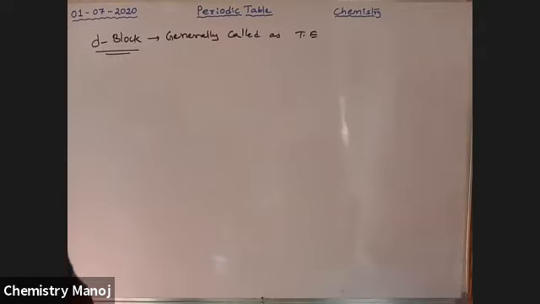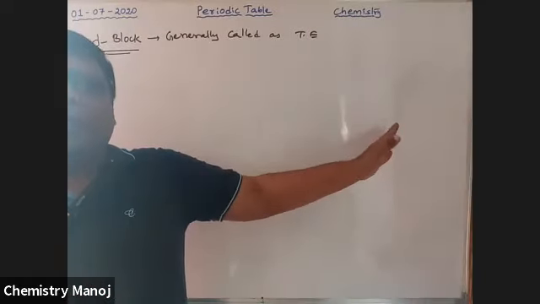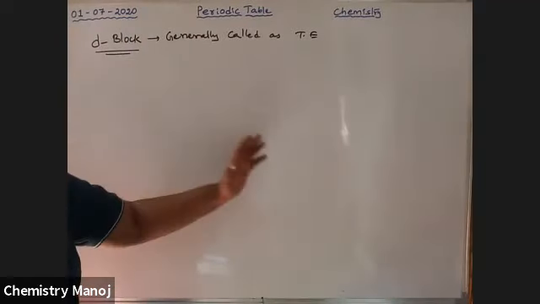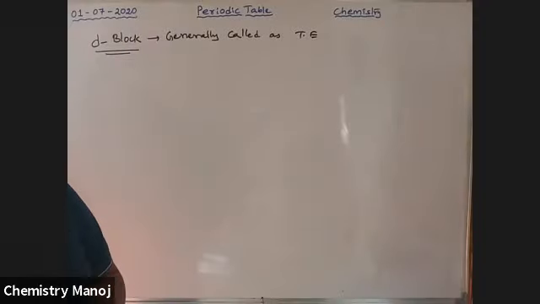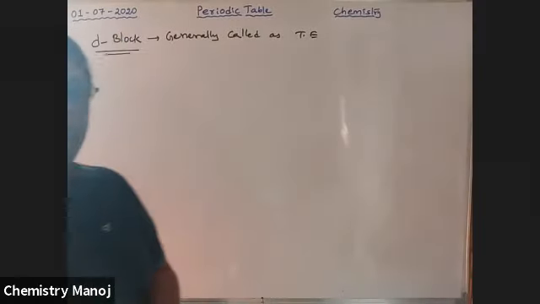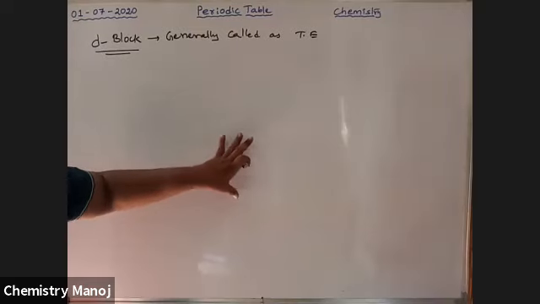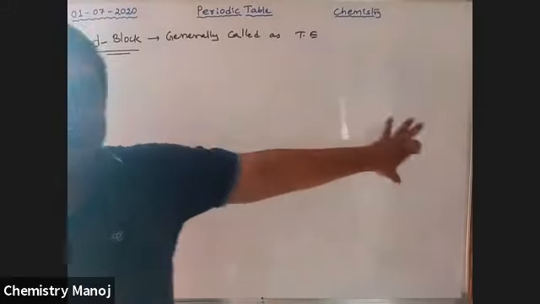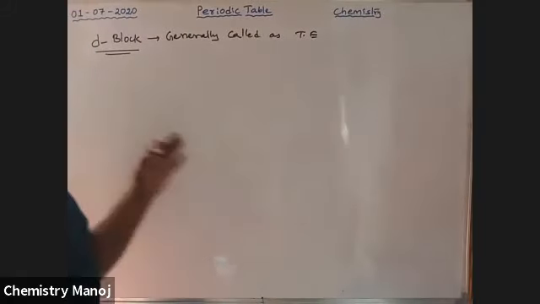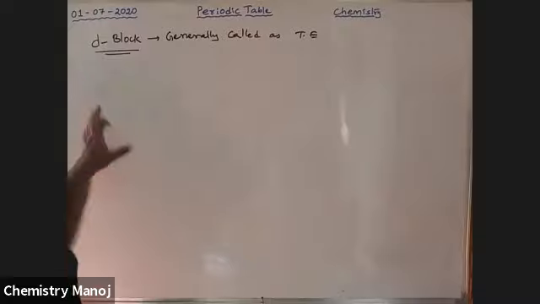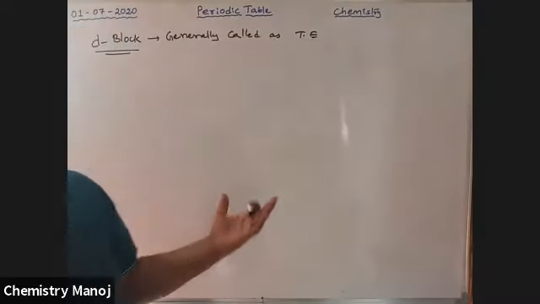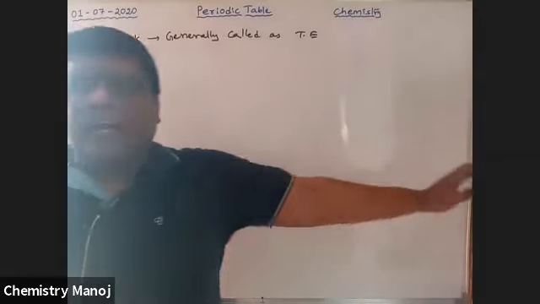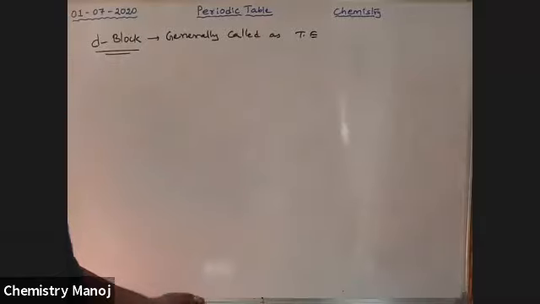S block elements are highly electropositive. At the end, P block elements are highly electronegative. That means the properties are in between S block elements and P block elements, so transitional middle properties exist. Here highly electropositive, those highly electronegative, these are in the middle. These are soft metals, these are hard metals, these are non-metals. Soft to hard and non-metal. That means the metallic property from left to right gradually decreases.